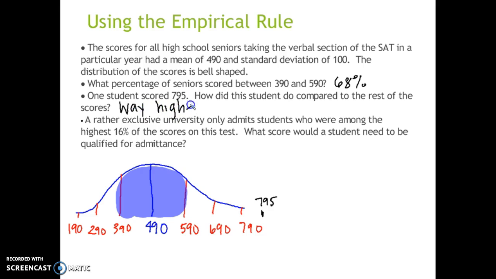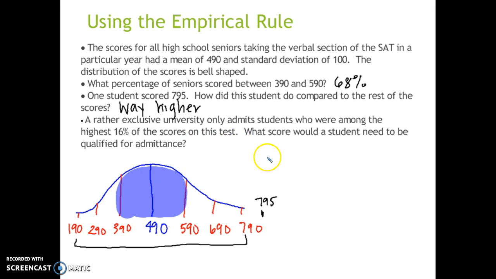Okay, most of the students were in this middle section. In fact, 99.7% were between 190 and 790. Right? So having 795 means he was in that last 0.3%. Right? So he did awesome.